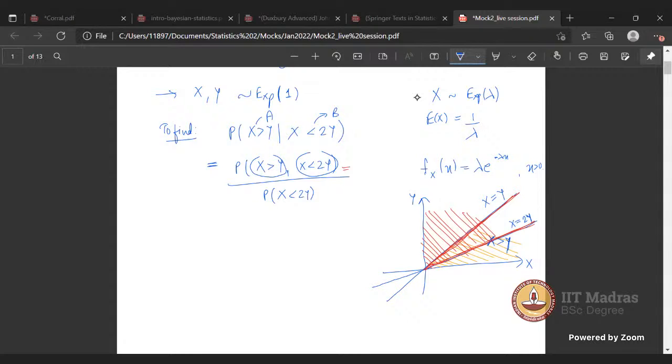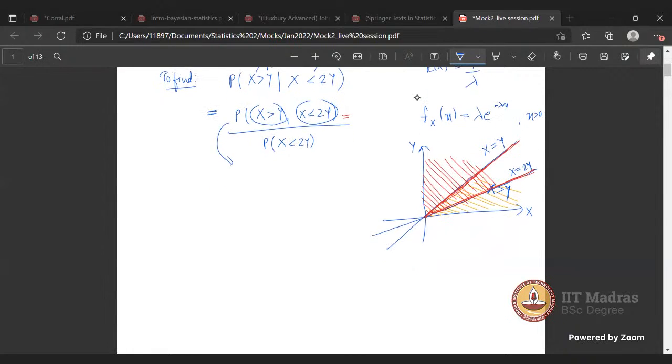Okay. Now in the numerator part, we'll first see the numerator part. Can you tell me what is the limit? What is the interval for x? The interval for x is 0 to infinity. And y also from 0 to infinity.